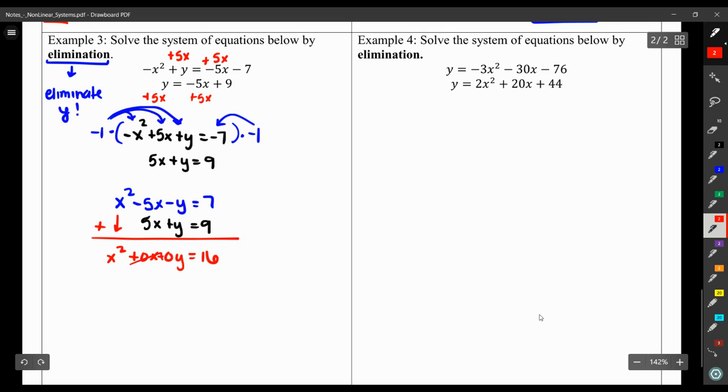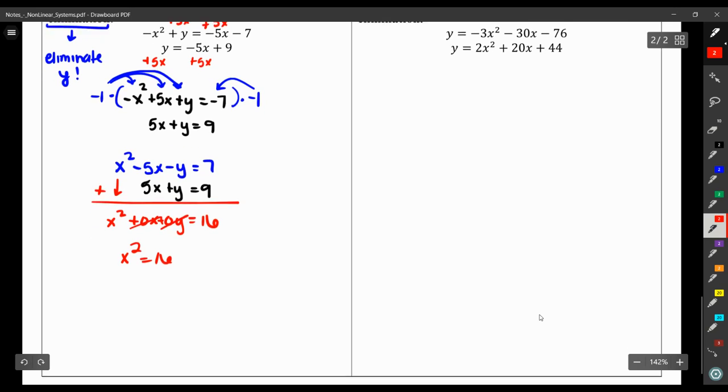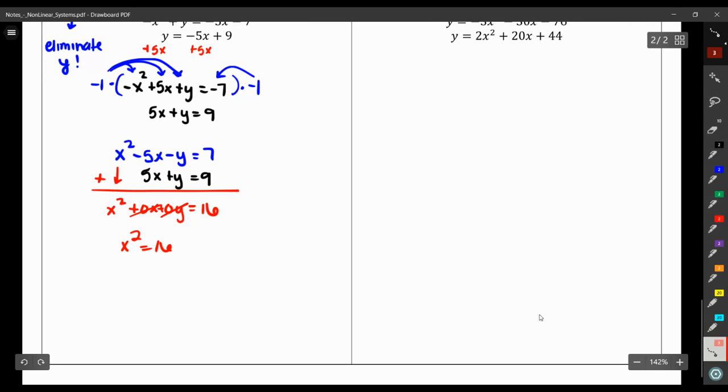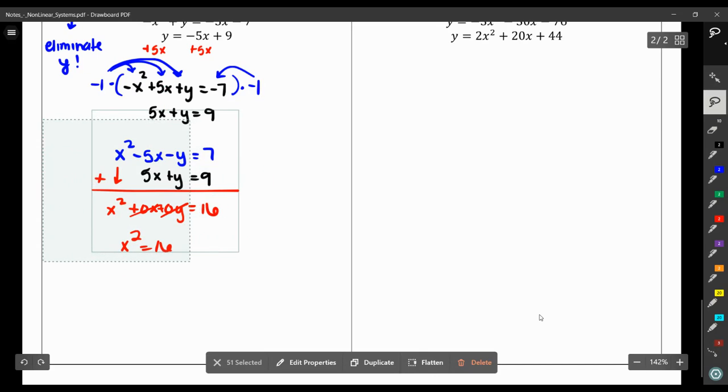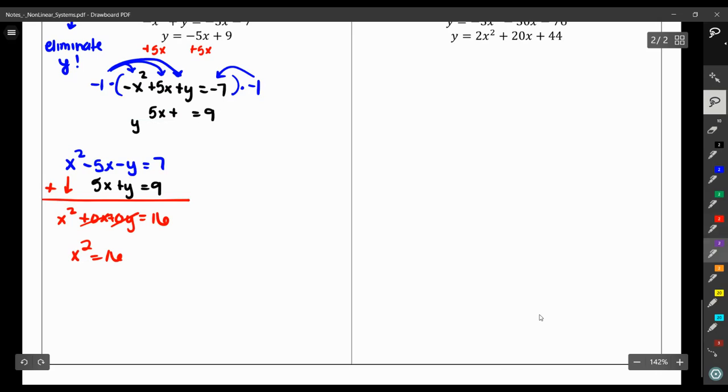And so we don't need these ones with the 0, so we just have x squared equals 16. So if we kind of look at what happened, we ended up actually getting rid of two things at once. We not only got rid of the y's, we also got rid of the x's. So sometimes you may end up with getting rid of more than what you planned on in the very beginning. So now let's continue solving.